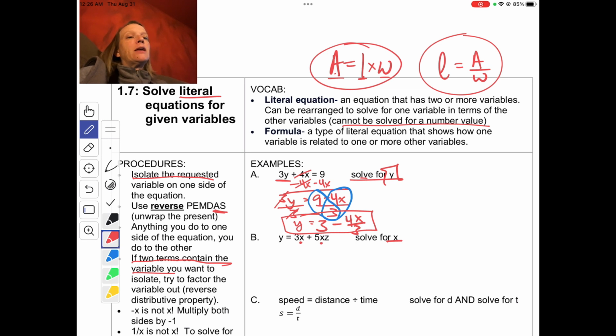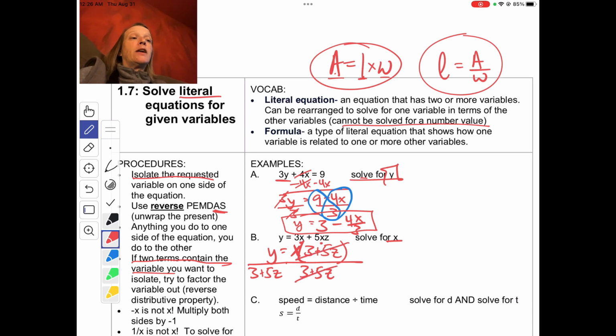So what I can do here is I can pull x out of both terms and say that I have 3 plus 5z. So I factored the x out, and I have x times 3 plus 5z. It's like the opposite of the distributive property. And all that together equals y. Now that I've factored out the x, I can easily get x by itself by dividing away this parenthetical expression that's multiplying it, that 3 plus 5z. And if I divide by 3 plus 5z on that side, I have to also divide by 3 plus 5z on this side.